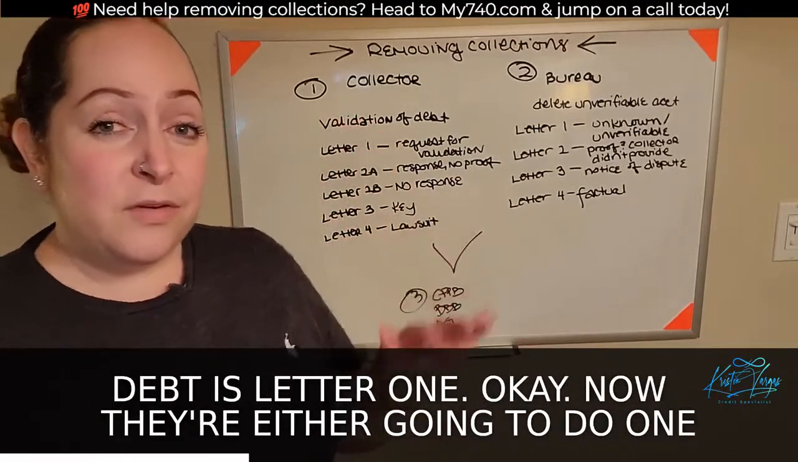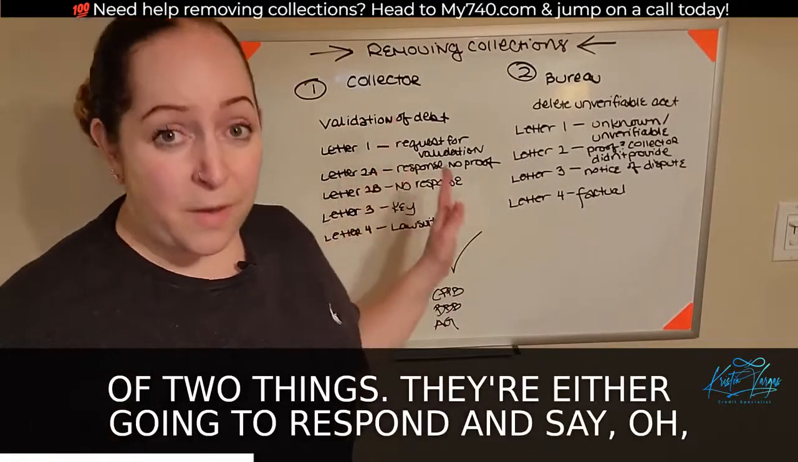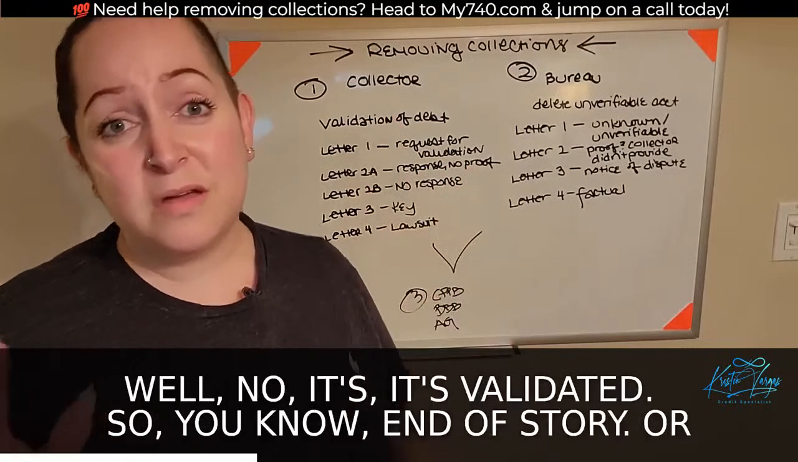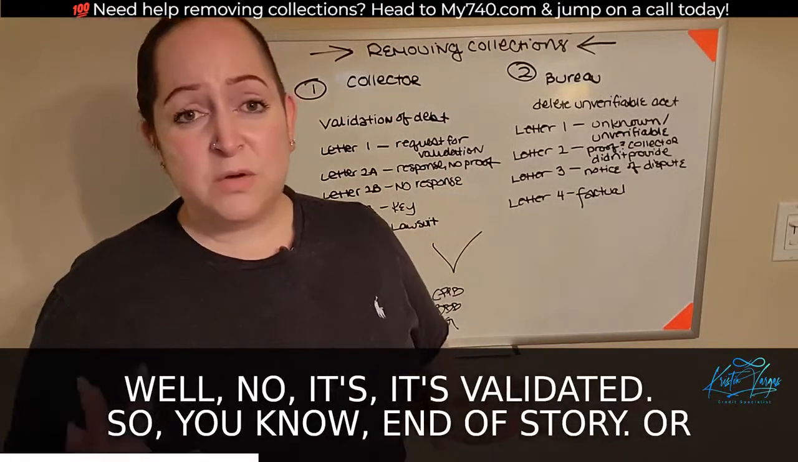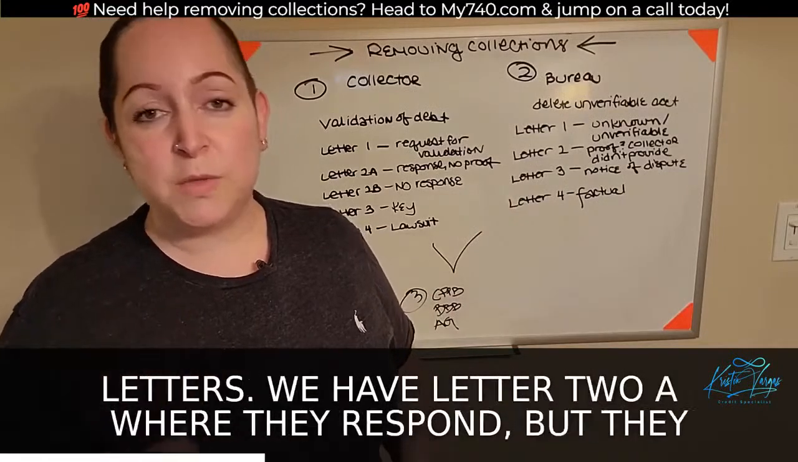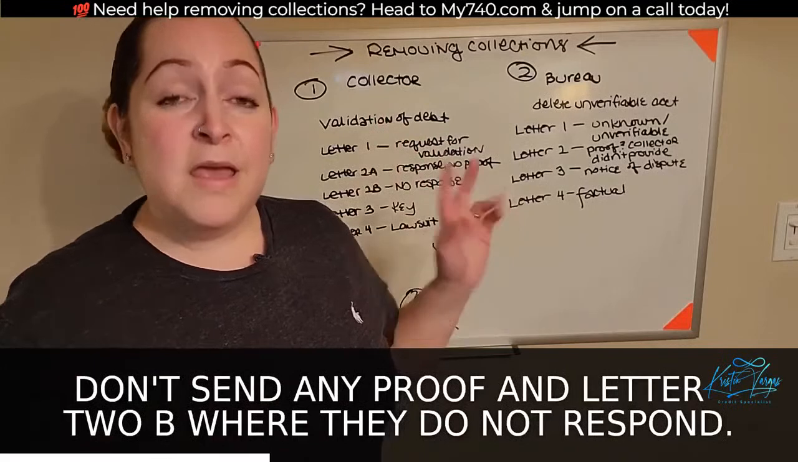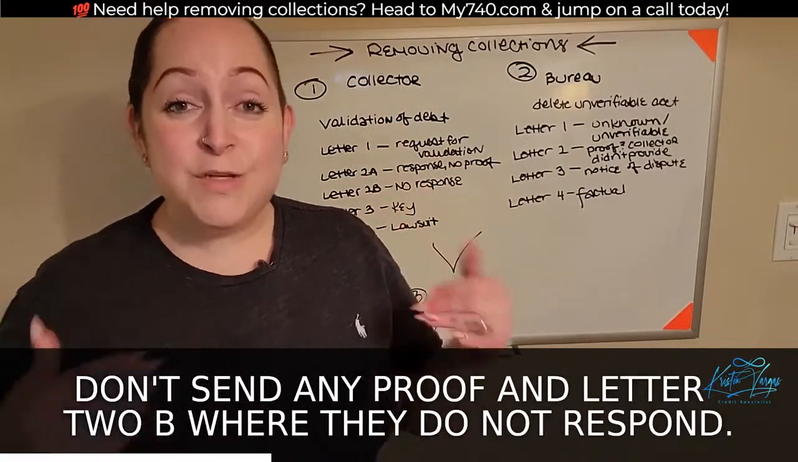Okay, now they're going to do one of 2 things. They're either going to respond and say, oh, well, no, it's validated, so end of story. Or they're going to ignore you, right? So we have 2 different letters. We have letter 2A where they respond, but they don't send any proof, and letter 2B where they do not respond.